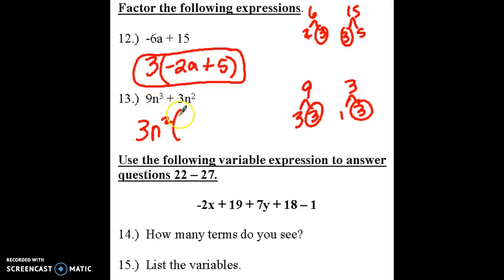9 divided by 3 is 3. If I take out n squared, that leaves me with n. 3 divided by 3 is 1. If I take out n squared, then I'm done. 3n squared times 3n plus 2. You can check that by using the distributive property.